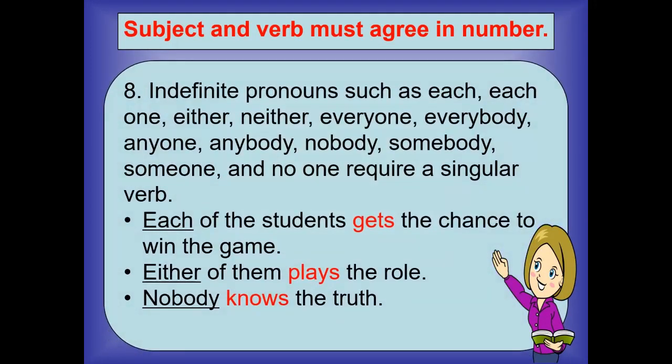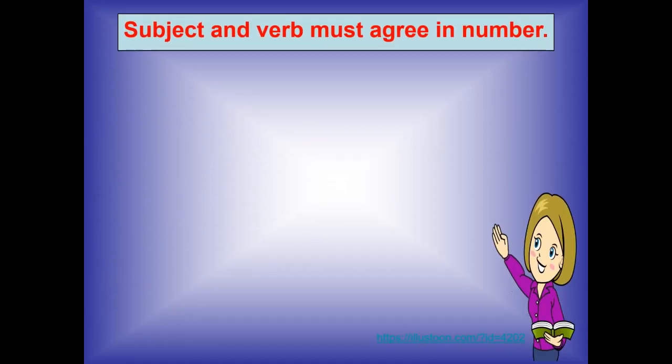Number 8. Indefinite pronouns such as each, one, either, neither, everyone, everybody, anyone, anybody, nobody, somebody, someone, and no one require a singular verb. Here are the examples. Each of the students gets the chance to win the game. Either of them plays the role. Nobody knows the truth.